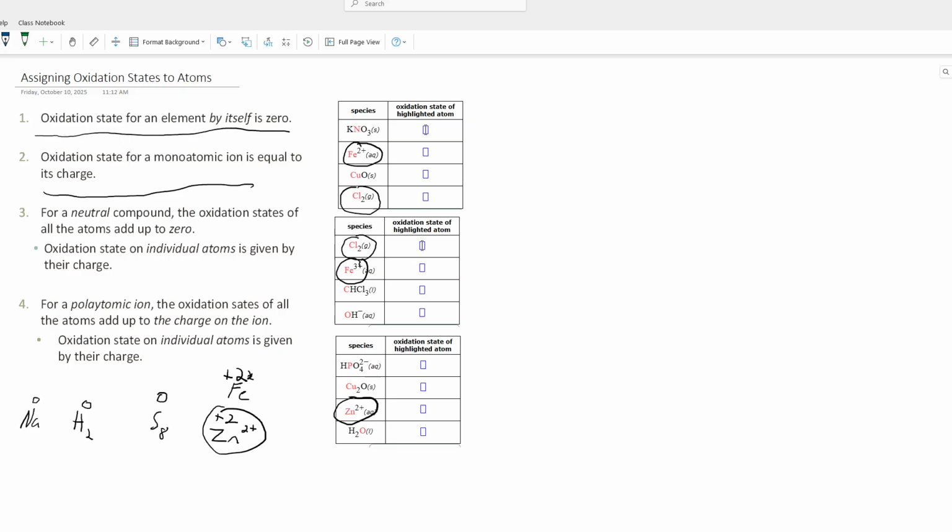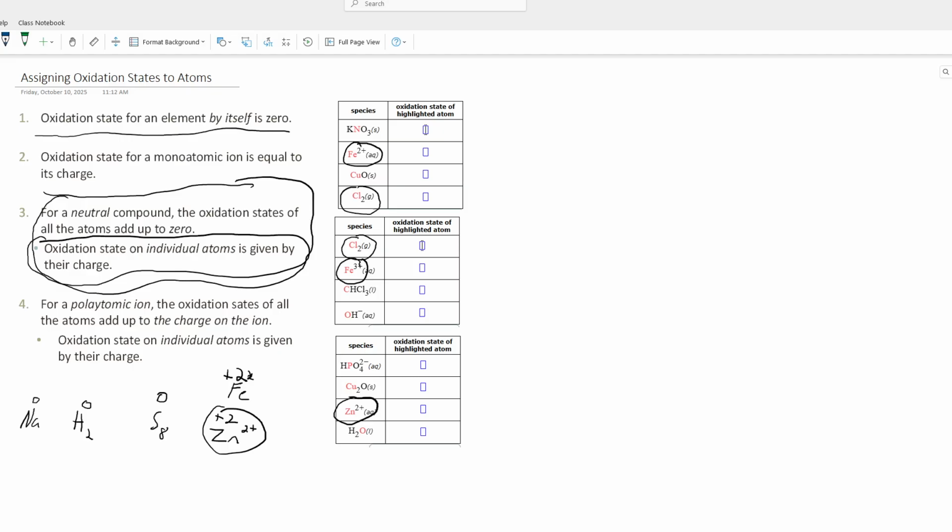Rule three: for a neutral compound, the oxidation states of all the atoms have to add up to zero. Okay, so let's do that. The oxidation state for the individual atoms inside of an ionic compound is going to be equal to whatever those ions are in there. Okay, so let's look at some of these. I can see some over here.